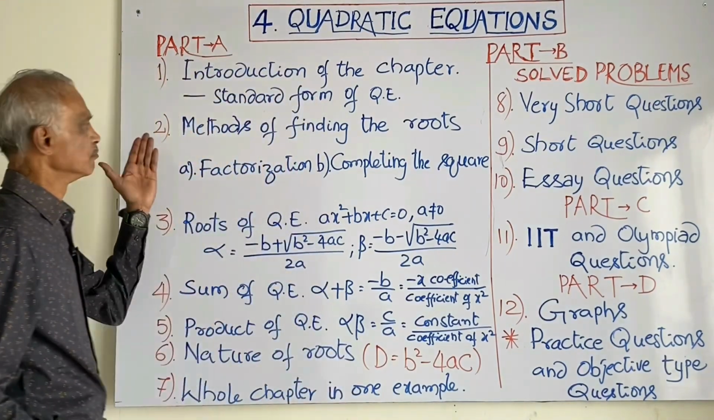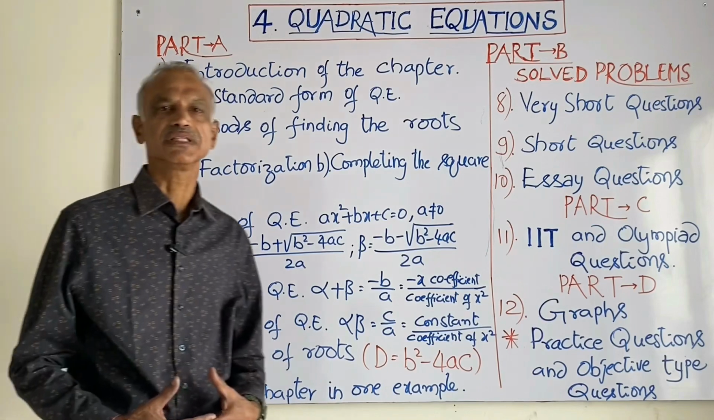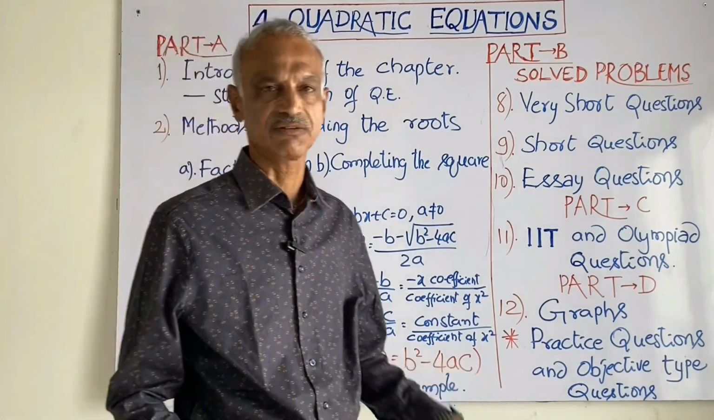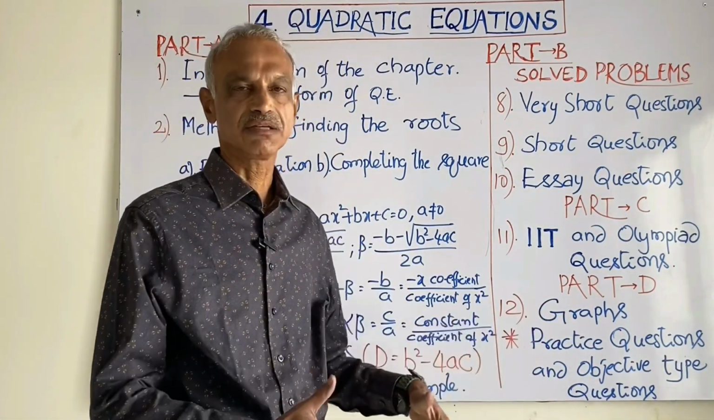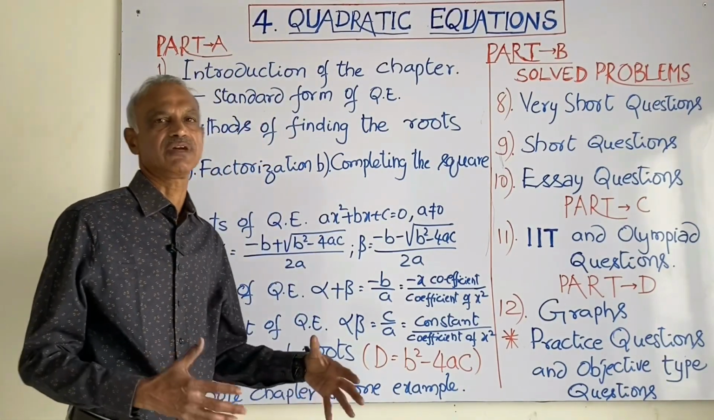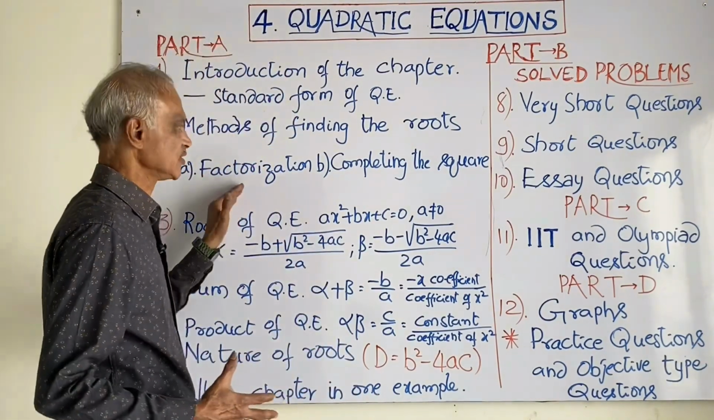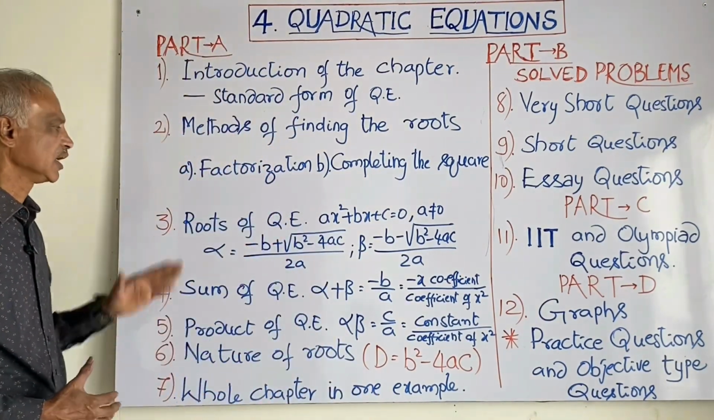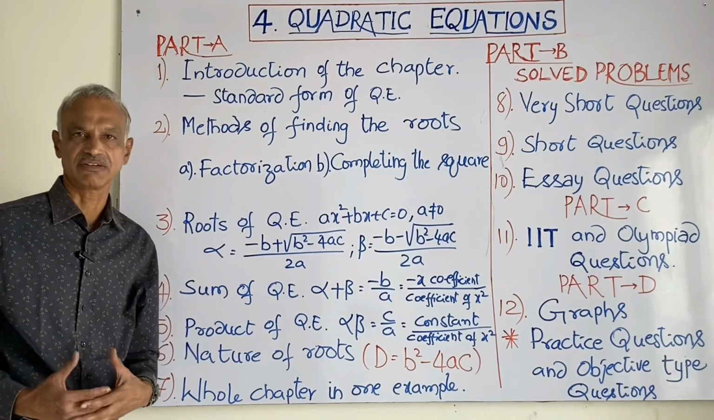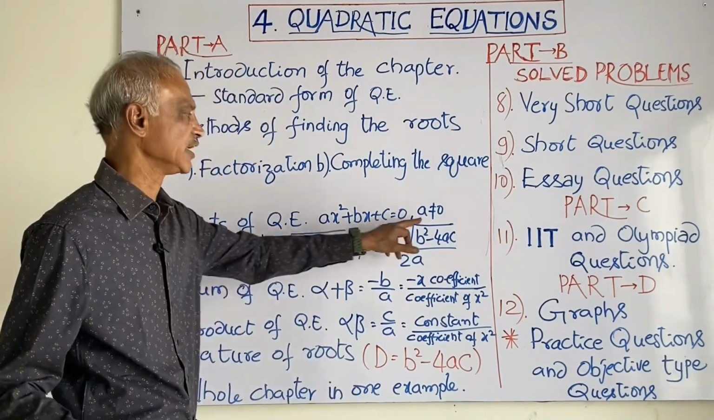Now, next, methods of finding the roots. I will explain the methods of finding the roots of a quadratic equation by the factorization method and also by the completing the square method. I will take one example so that you can understand factorization and completing the squares. Next, roots of the quadratic equation, ax square plus bx plus c is equal to 0, a is not equal to 0.